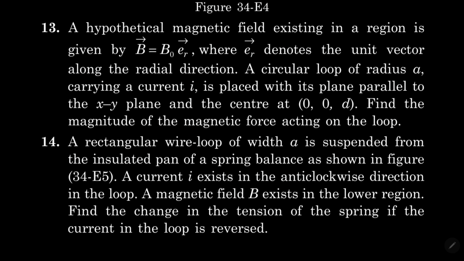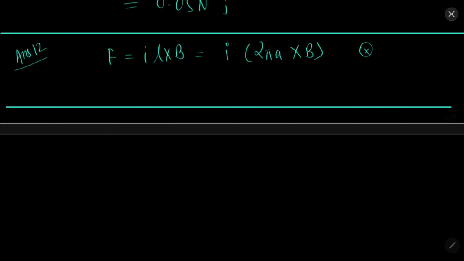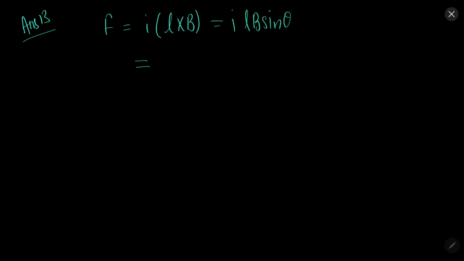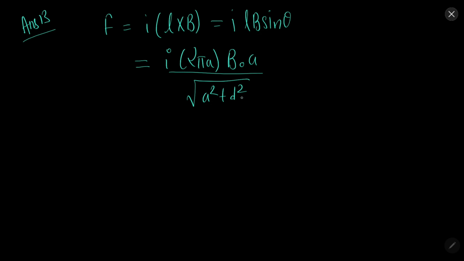In 13, find the magnitude of magnetic force acting on the loop. Solution 13. So force is I L cross B or I L B sine theta, I 2 pi A B naught A over root a square plus d square. So this will be the force.